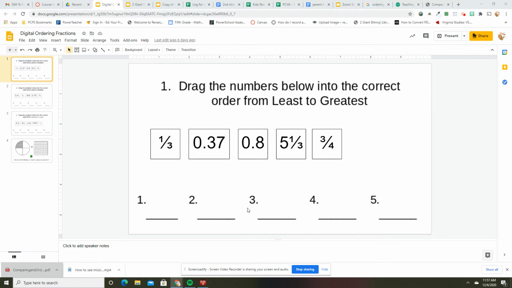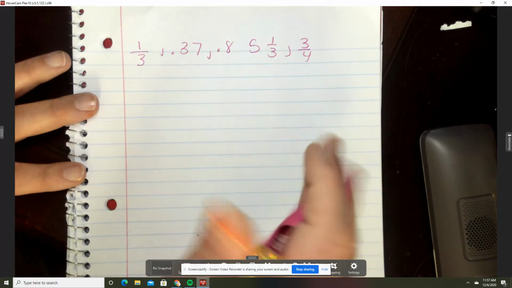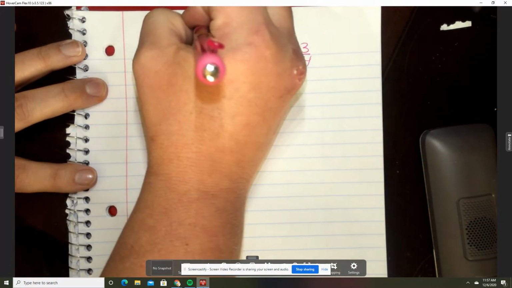We're going to review ordering fractions and decimals, and I'm going to complete this assignment that we did last week. You will need a piece of paper and pencil to do this with me, and after we're through with this, you will play a Kahoot game, and then you will take a fractions to decimals test. I'm writing all these down, and we're going to do these least to greatest. I'm going to put that up here so I don't forget.